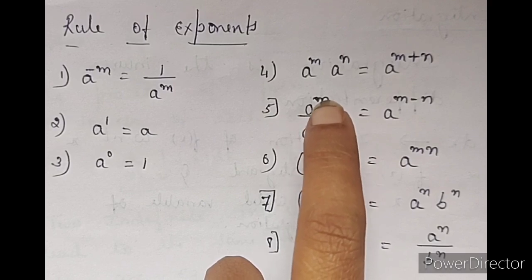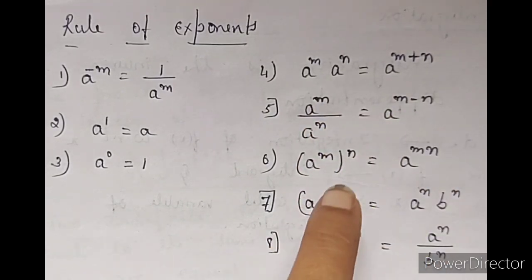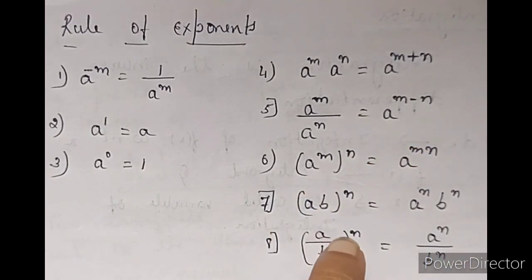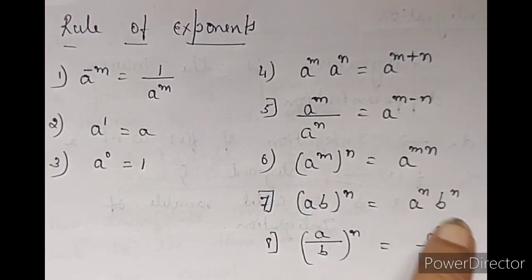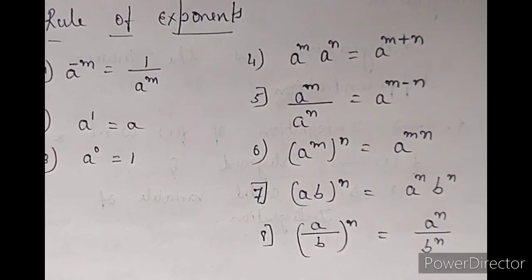a to the power of m divided by a to the power of n is a to the power of m minus n. a to the power of m raised to the power of n means a to the power of mn. ab to the power of n means a to the power of n into b to the power of n. a by b to the power of n is equal to a to the power of n divided by b to the power of n.